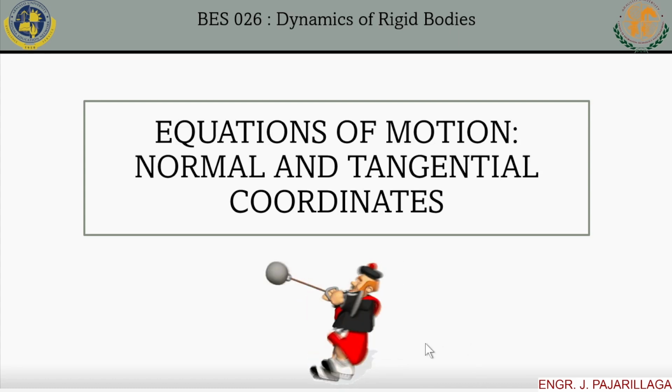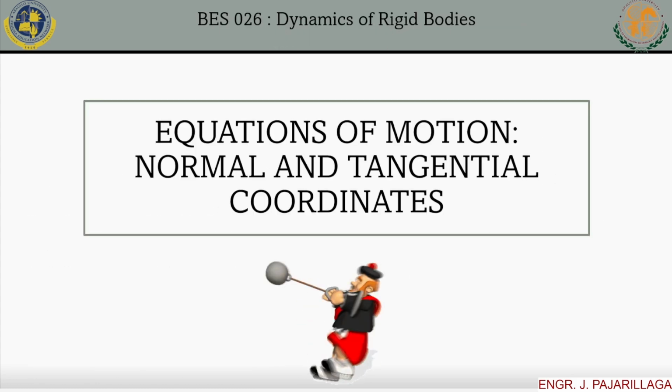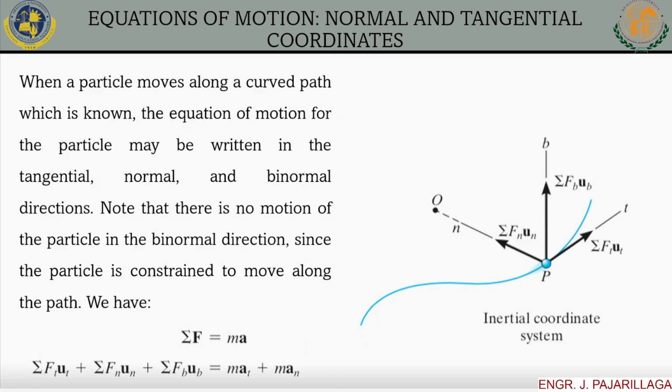Alright, so let's proceed. Our first topic is called the equations of motion, normal and tangential coordinate. So this time, itatackle naman natin yung forces affecting the motion of a particle in normal and tangential coordinates. Okay? So, sabi dito, kapag daw yung isang particle is moving along a curved path, the equation of the particle may be written in the tangential, normal, and binormal direction. So, as you can see here, we added another axis, which is yung tinatawag nating binormal, denoted by B.